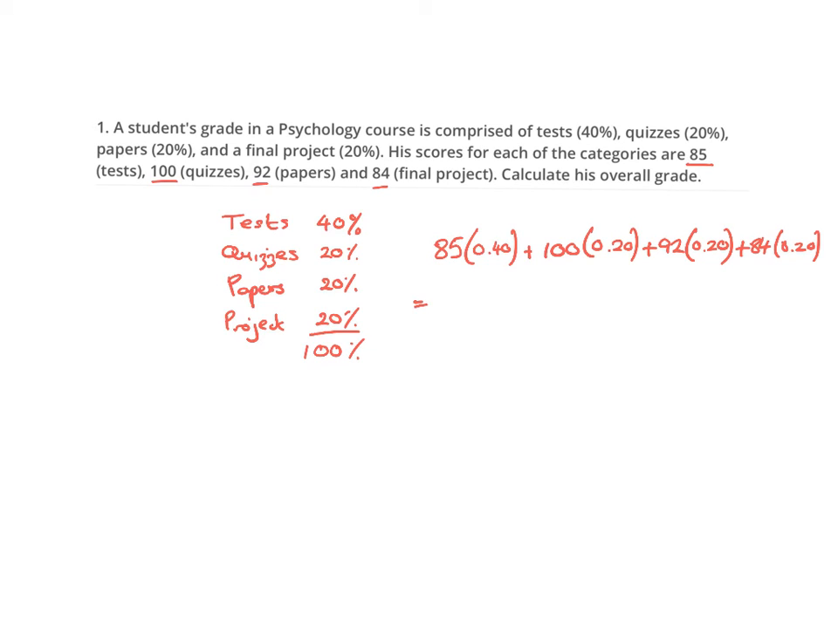So 0.4 times 85, 34, and then plus 100 times 0.2, well, that's 20, and then 92 times 0.2 is 18.4, and then 0.2 times 84 is 16.8. And if we add this lot up, we will get their actual percentage, and that works out to be 89.2%.